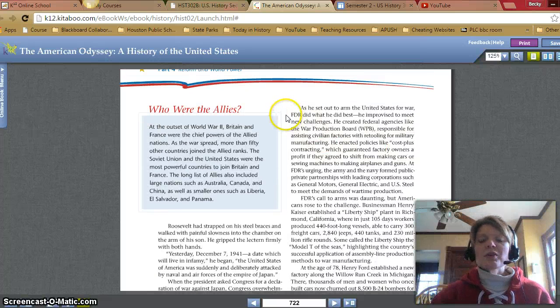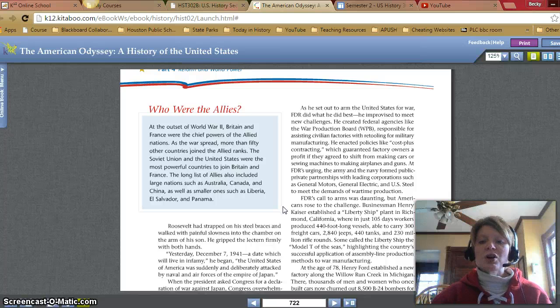As he set out to arm the United States for war, FDR did what he did best. He improvised to meet new challenges. He created federal agencies like the War Production Board, responsible for assisting civilian factories with retooling for military manufacturing. He enacted policies like cost-plus contracting, which guaranteed factory owners a profit if they agreed to shift from making cars or sewing machines to making airplanes and guns. At FDR's urging, the Army and the Navy formed public-private partnerships with leading corporations such as General Motors, General Electric, and U.S. Steel to meet the demands of wartime production.